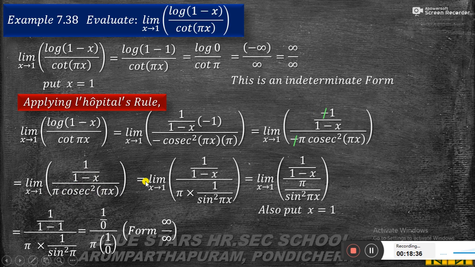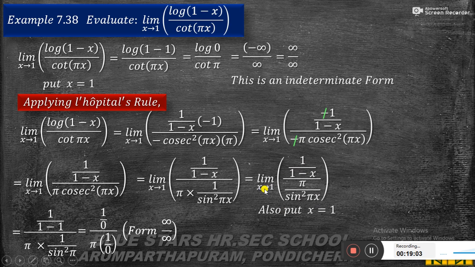So limit x tends to 1, 1 by 1 minus x by pi into cosecant square, I write it 1 by sine square pi x. Cosecant is the reciprocal of the sine, and sine is the reciprocal of the cosecant, so they are reciprocals of each other. So I write cosecant as 1 by sine, so 1 by sine square pi x. Therefore limit x tends to 1, 1 by 1 minus x by pi by sine square pi x.